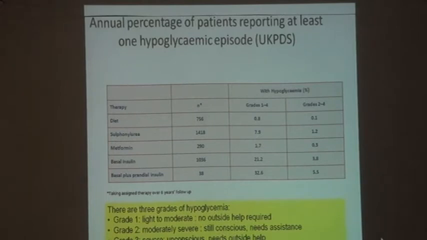But we now talk about only 3 grades of hypoglycemia in terms of how we manage the patient. Grade 1: no outside help required, you could manage with sweating and some palpitation. Grade 2 was moderately severe, still conscious, but people came to help you, and you had to be fed glucose. Severe is when you are unconscious and you're taken outside for help.